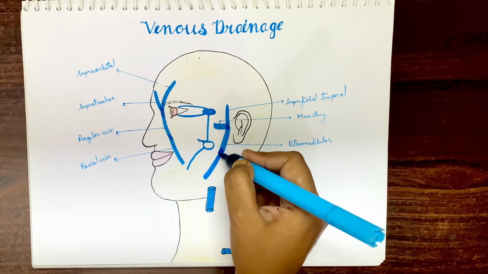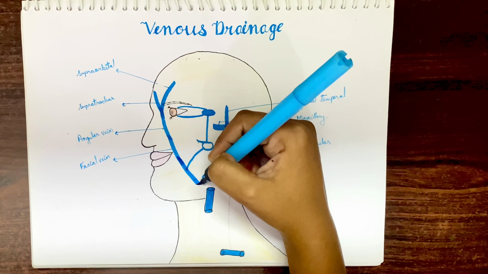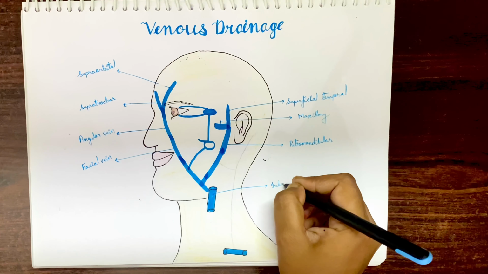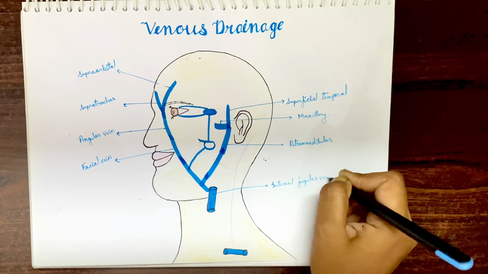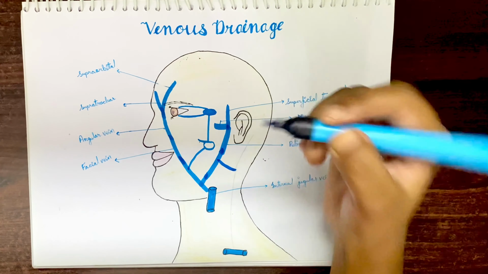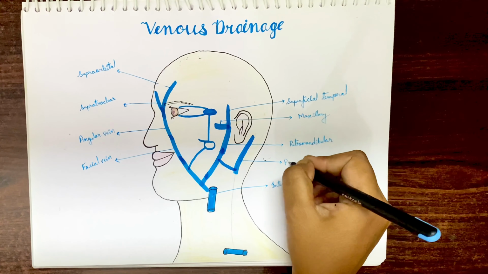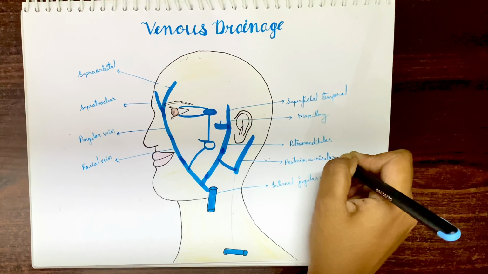Now the retromandibular vein divides into two divisions, the anterior division and the posterior division. The anterior division combines with the facial vein to form the common facial vein, which drains into the internal jugular vein. The posterior division of the retromandibular vein unites with the posterior auricular vein to form the external jugular vein. The external jugular vein ultimately drains into the subclavian vein.